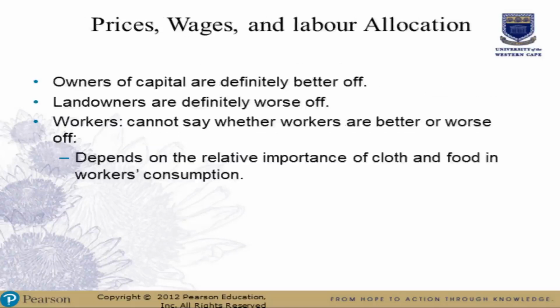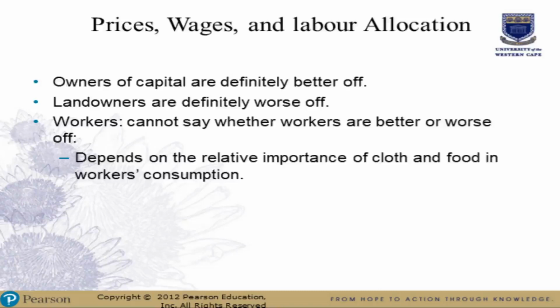Owners of capital are definitely better off since the real wage in terms of cloth falls, so the profit of capital owners in terms of cloth rises. Owners of land are definitely worse off because, firstly, the real wage in terms of food rises, reducing their income, and secondly, the rise in the price of cloth reduces the purchasing power of any other good. In terms of workers, we found out that the real wage has increased but less than the rise in price.